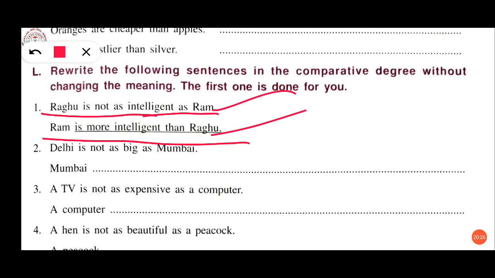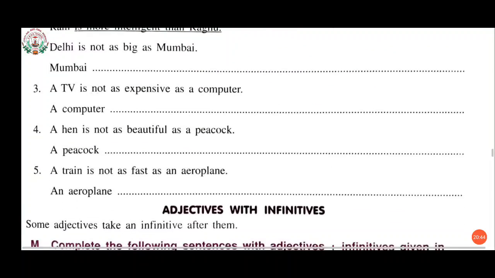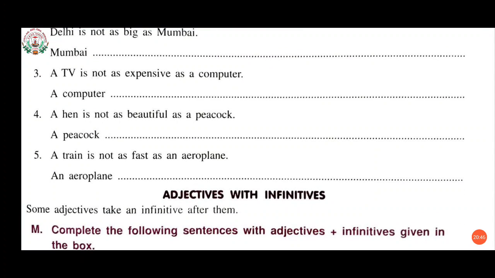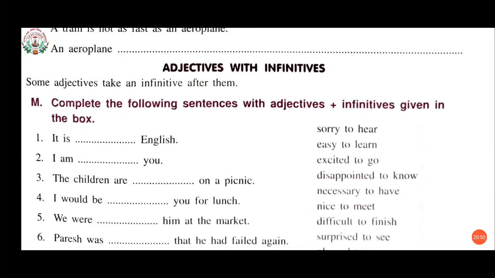The second one, Delhi is not as big as Mumbai. So you can write, Mumbai is bigger than Delhi. Everywhere you have to use the comparative degree. Likewise, you have to do it on your own. You will get the PDF tomorrow, students.